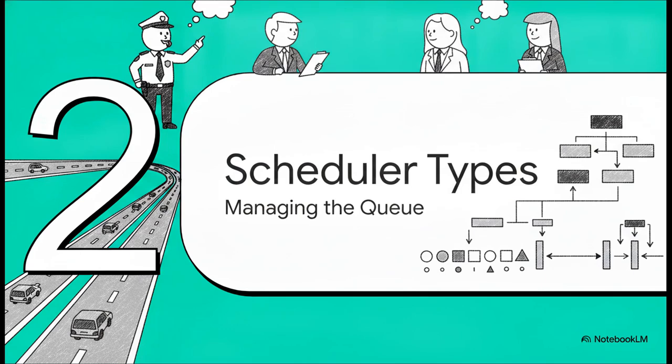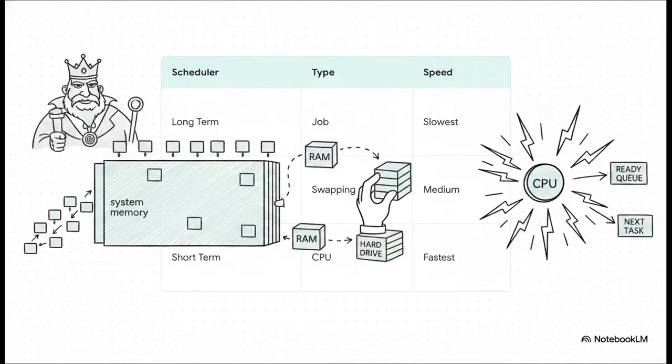Moving on to section 2, the 3 scheduler types. Because, even our traffic cop has bosses. Scheduling is actually a massive team effort, breaking down into 3 distinct management levels. Our CPU traffic cop is fast, sure, but it has managers above it controlling the broader flow of traffic. On the slower end, we have the long-term or job scheduler. That's the big boss deciding which processes are even allowed into the system's memory to begin with.